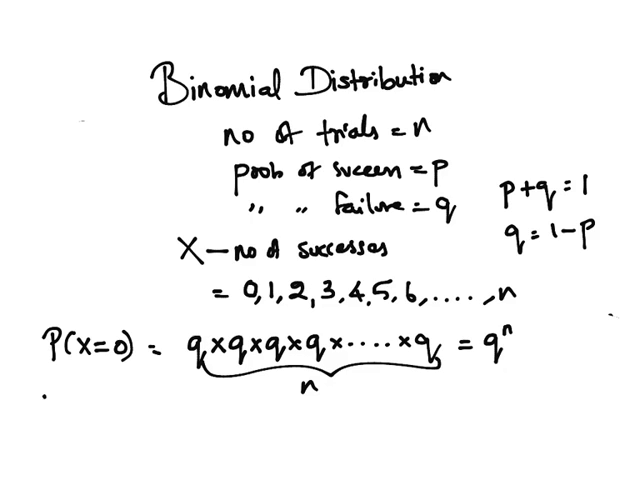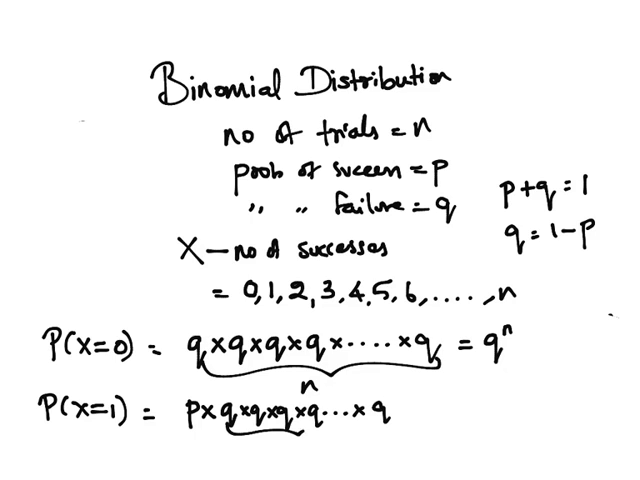So let me find p of x equal to 1. That means what is the probability that in n trials there is exactly one success? Okay, so it can be one success, so the probability is p, and the rest of them failures. That means q into q into q into q, so likewise into q. So there will be n minus 1 q's, isn't it?